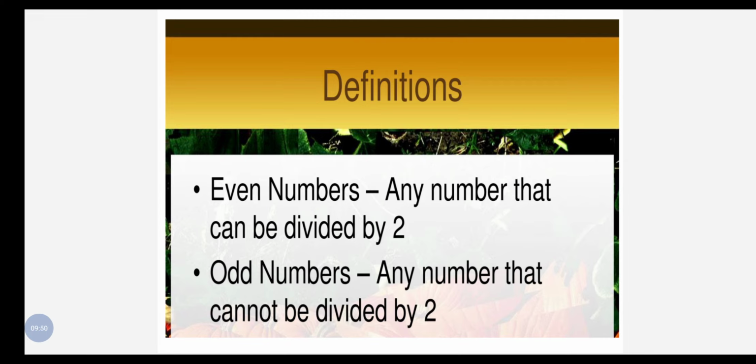Now odd numbers: any number that cannot be divided by 2. Means numbers which are not exactly divided by 2 are called odd numbers, means which leave a remainder. So these numbers are 1, 3, 5, 37, 29, etc.